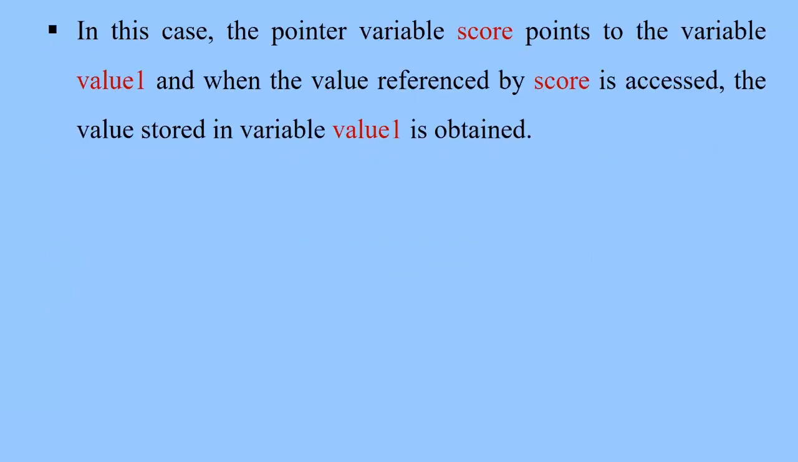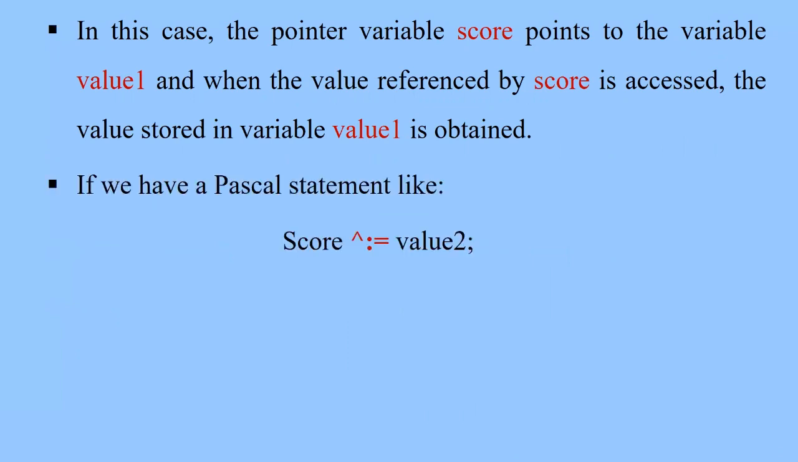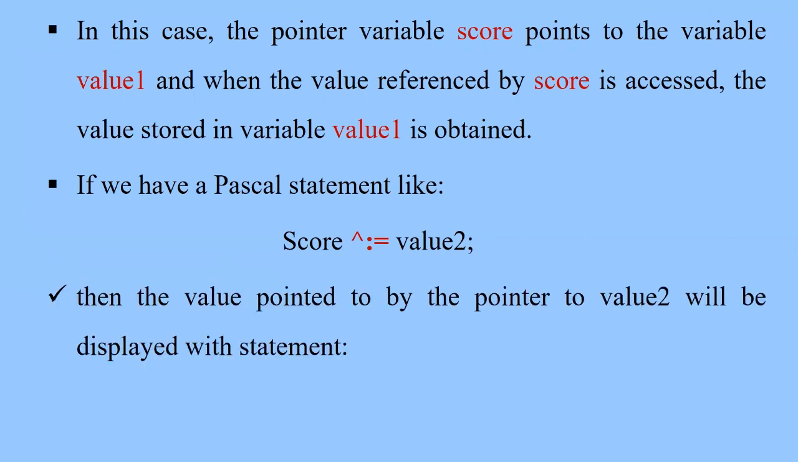In this case, the pointer variable score points to the variable value 1, and when the value referenced by score is accessed, the value stored in variable value 1 is obtained. If we have a Pascal statement like value 2 assigned score pointer, this will simply mean that the value pointed to by the pointer will be displayed with a statement like writeln(score pointer).